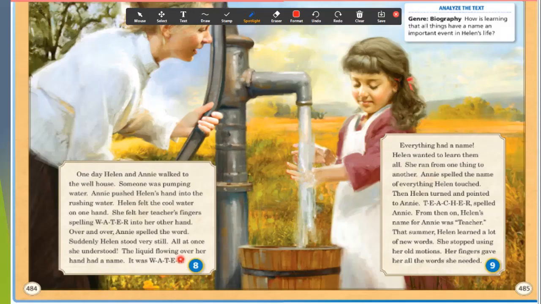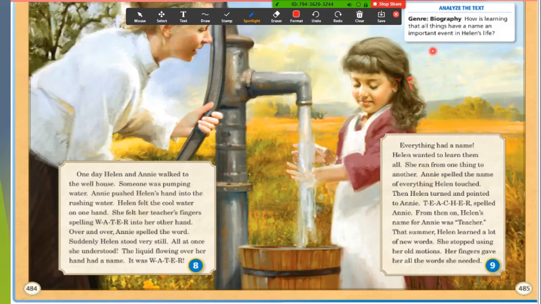Okay, let's open our reading book. I want you to open page 484 and 485. And for your information, if you remember our genre for our story, it was biography. And we said that biography is where we are learning something about someone's life.